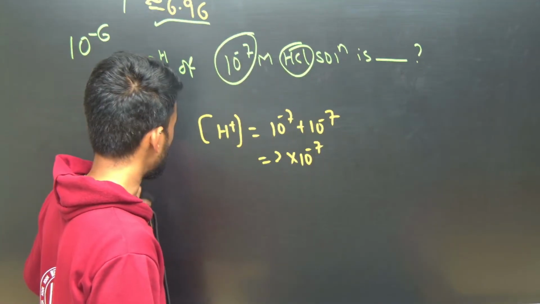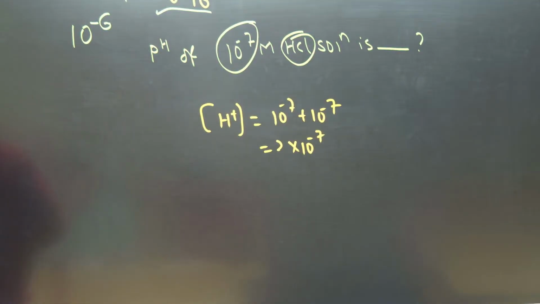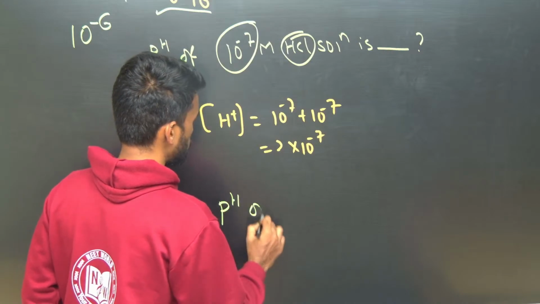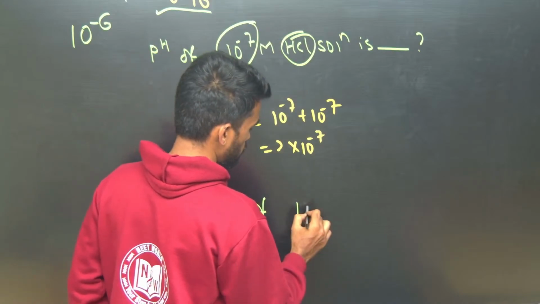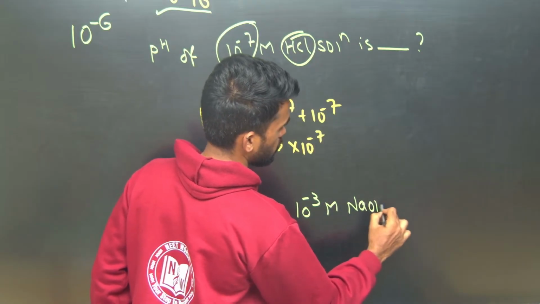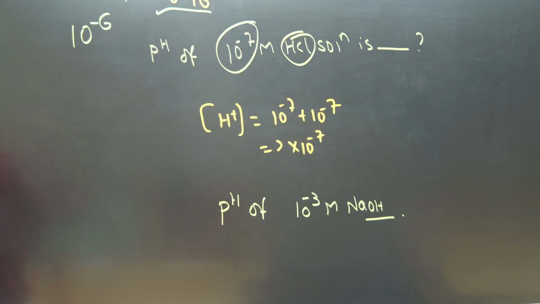Okay. Then next. Calculate the pH of 10 power minus 3 molar NaOH. pH of 10 power minus 3 molar NaOH. Yesterday we did this, 10 power minus 2 we did. Tell me fast.